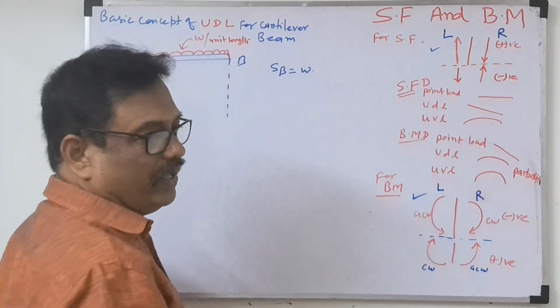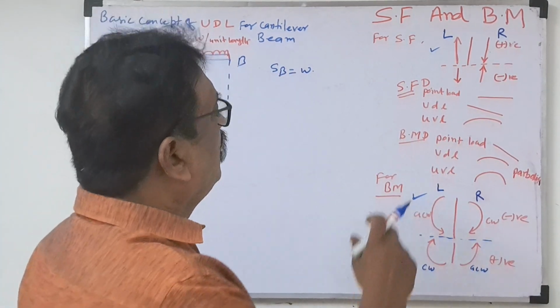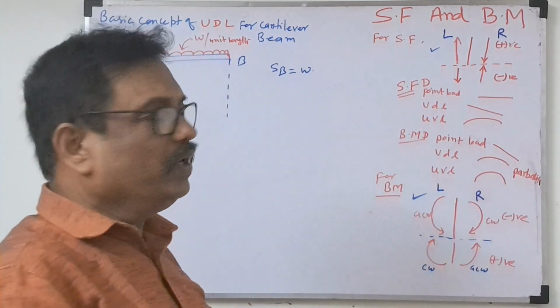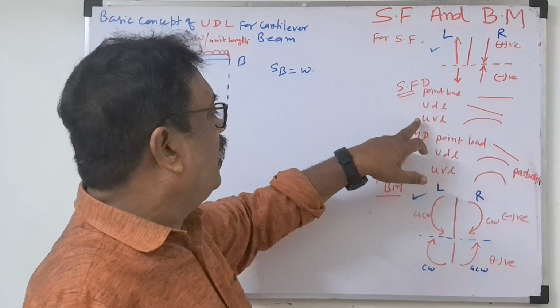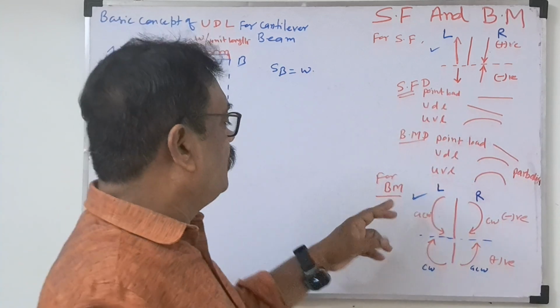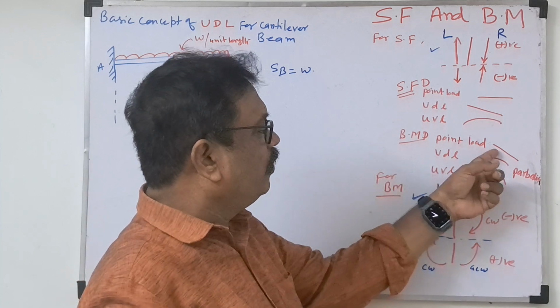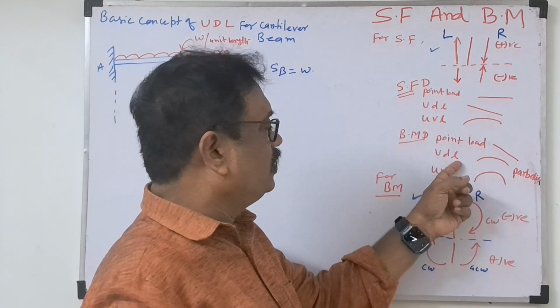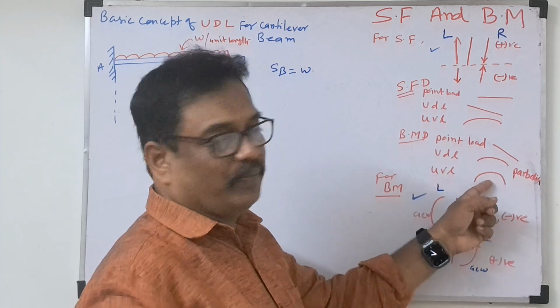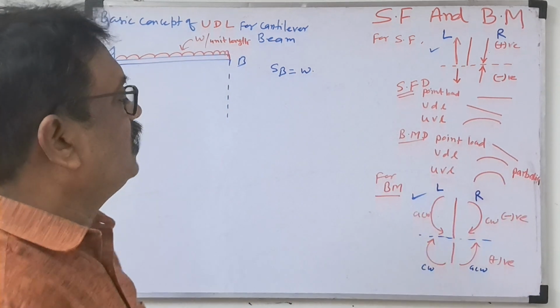Now what are the variations of the line? If a point load is there, the shear force diagram will be a straight line. Uniformly distributing load will be an inclined line. And UVL, uniformly varying load, will be a parabolic curve. Similarly for bending moment: point load gives an inclined line, uniformly distributing load gives a parabola, and uniformly varying load will be a third degree parabola. That we will consider in each and every problem.